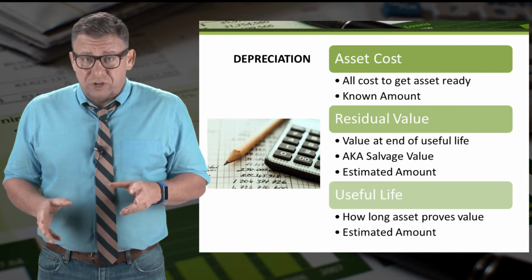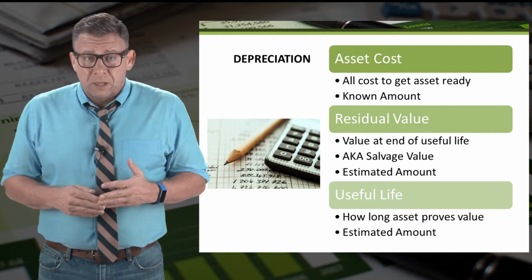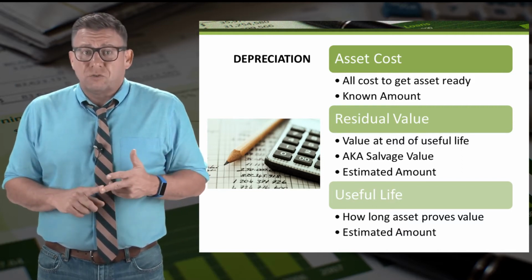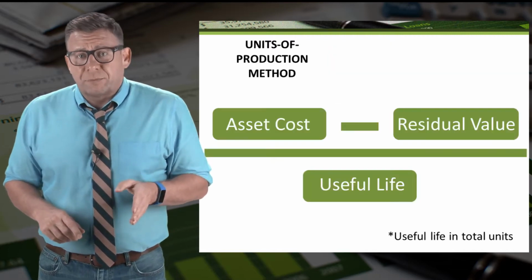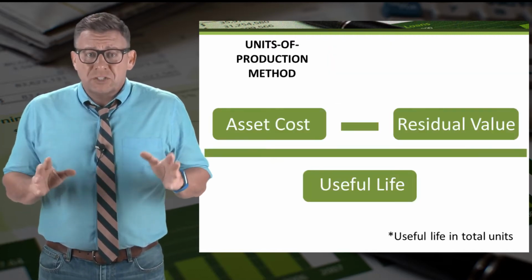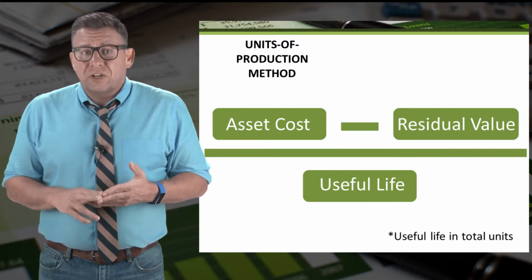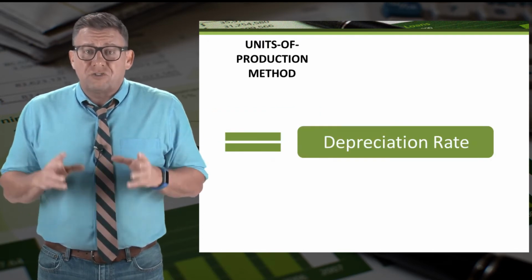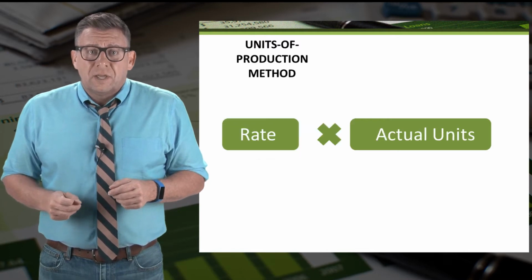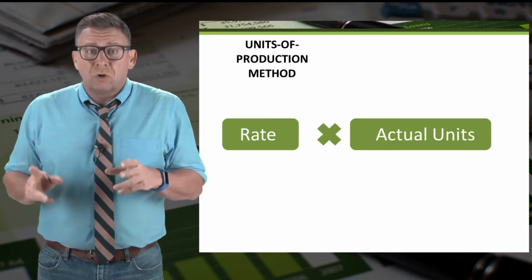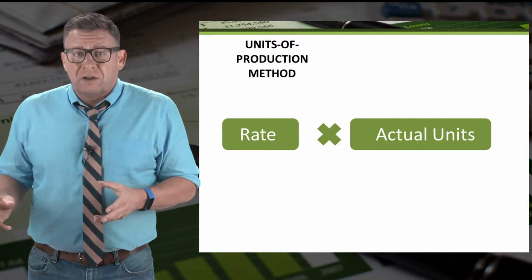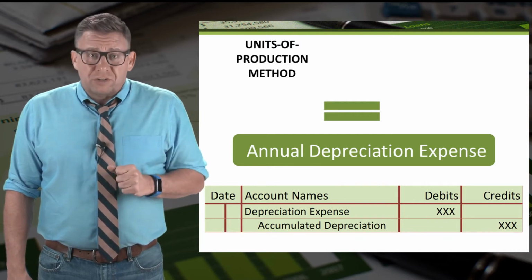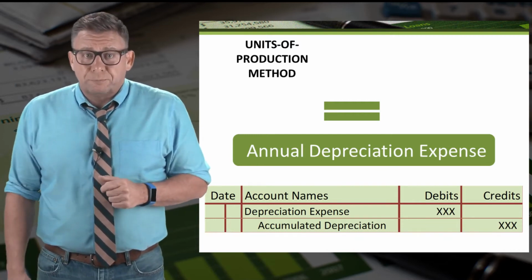In order to calculate depreciation expense, we need three values. One is a known amount, asset cost, and the other two are estimated, the residual value and the useful life. The formula for units of production is asset cost minus residual value divided by the useful life in terms of units. This gives us a depreciation rate per unit. Then we take the depreciation rate per unit and multiply that by the actual units of a period. That result will equal the annual depreciation expense, which we would then record in our adjusting journal entry.